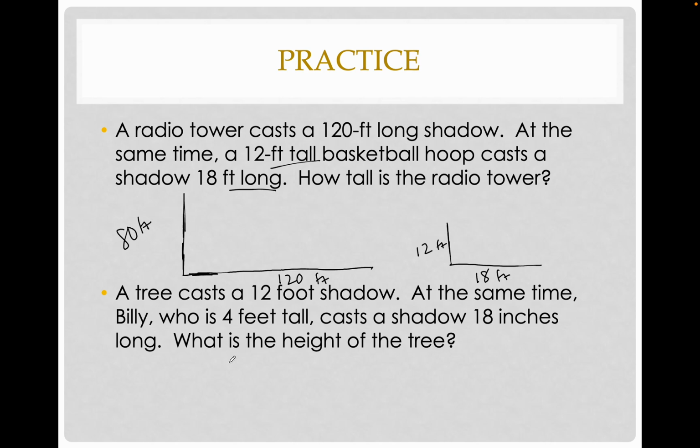And for the second one, we have to watch out because we see a tree that has a 12-foot shadow. And then we have Billy, who's 4 feet tall, but it says his shadow is 18 inches. So we have to either change Billy's height to inches and the tree's height to inches, or we can change Billy's shadow to feet. So we're going to change 18 inches to 1.5 feet by dividing by 12. Then when you solve this problem, you should get that the tree is 32 feet tall.